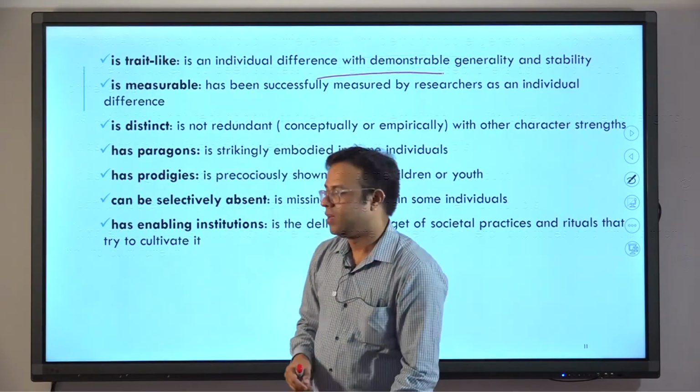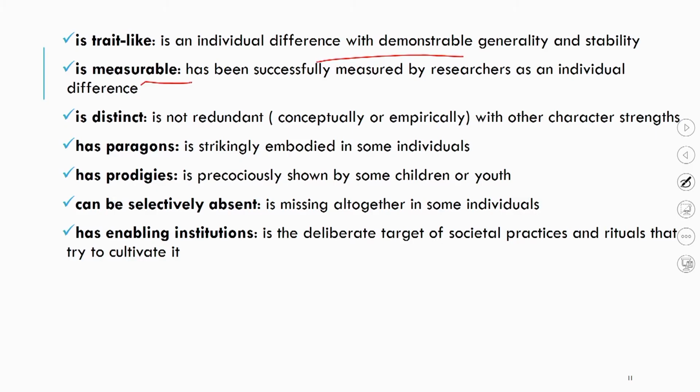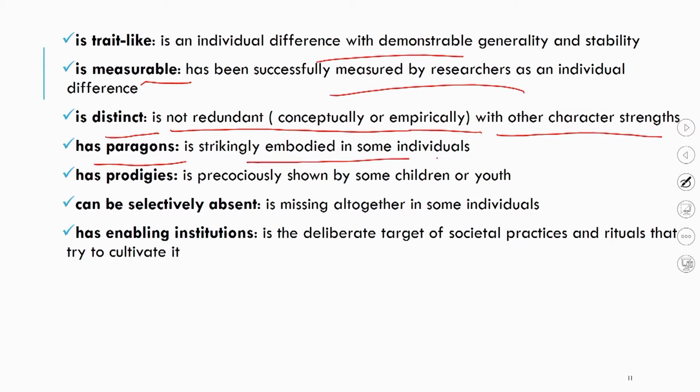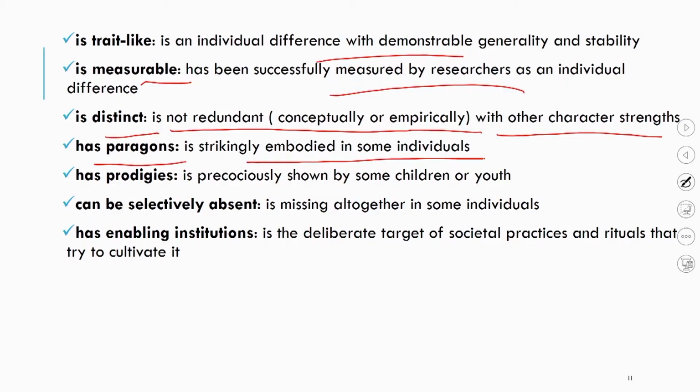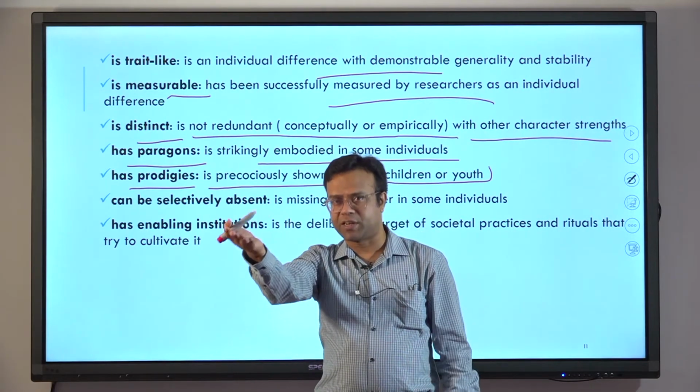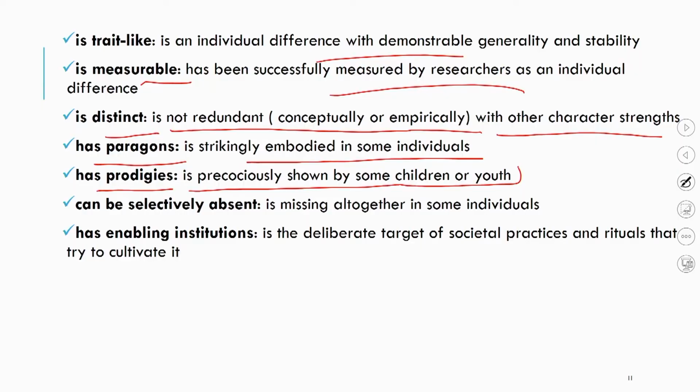Then they also use some measurable characteristics, because to do research we need measurable qualities. It has been successfully measured by researchers as an individual difference. It should be distinct, not redundant conceptually and empirically with other character strengths. Each character strength should be distinct from the others; they should not be overlapping. It has paragons, which means it is strikingly embodied in some individuals. Some individuals will strikingly have those character strengths, which can be visible and define that person. It has prodigies, which is similar, meaning it is preconsciously shown by some children or even youth. Some people will show this in a very strong way, so that it is visible that this person has these character strengths. It can be selectively absent.